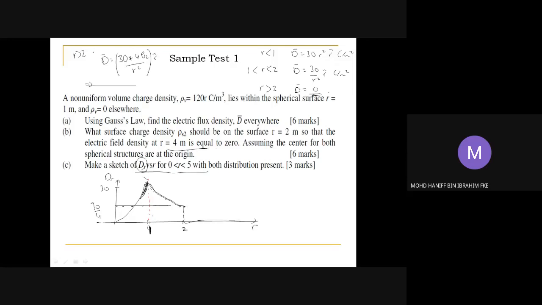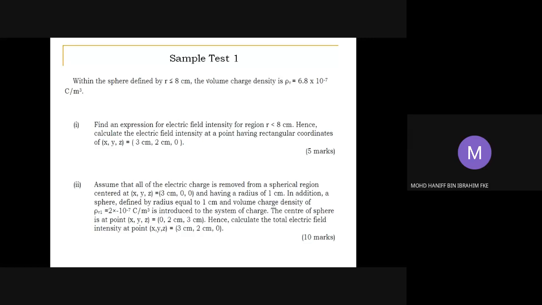So we have obtained that based on the given conditions, rho S2 is equal to negative 7.5 coulombs per meter squared, right? So when we substitute this into this equation here, the flux density D for R bigger than 2 will be equal to 0 all the way for R bigger than 2. Am I right? Okay. Hopefully it's clear. Okay, good.